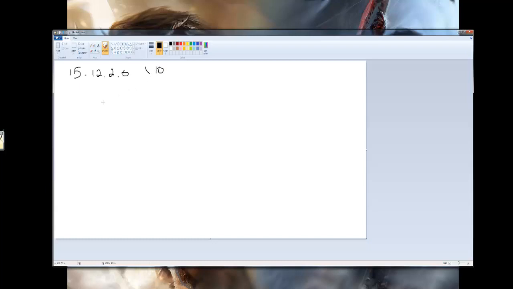Okay. Now, you know what? I'm going to go big. Let's go slash 28. Okay, so you slash 28. Like, what am I doing here? Oh, yeah, 32. 28. 4. 2 to the 4 is 16 minus 2. That gives you 14 hosts per subnet.